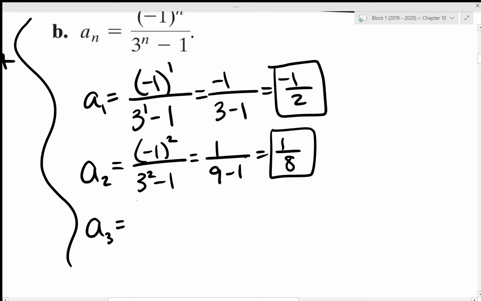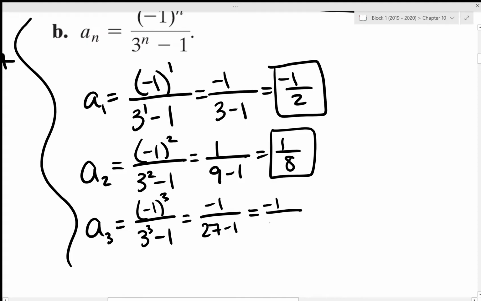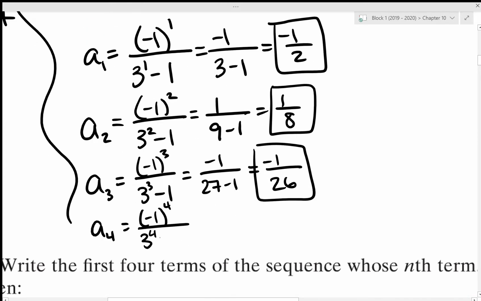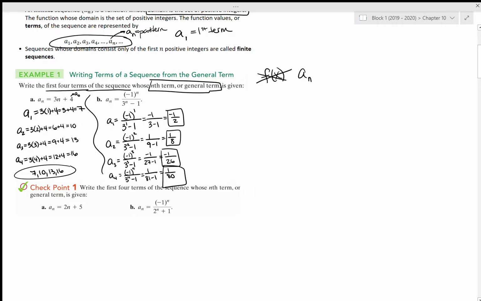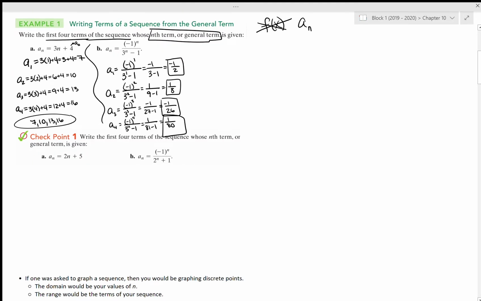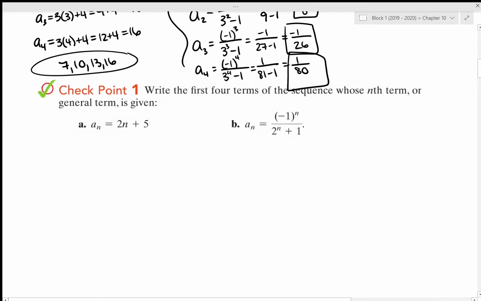A of 3 is negative 1 to the third over 3 cubed minus 1. So it's negative 1 over 27 minus 1, which is negative 1 over 26. And then last, negative 1 to the fourth over 3 to the fourth minus 1. So it's positive 1 over 81 minus 1, which is 1 over 80. So that is how we find our first 4 terms of our sequence. What I'd like you to do is pause the video and do checkpoint 1 on your own.